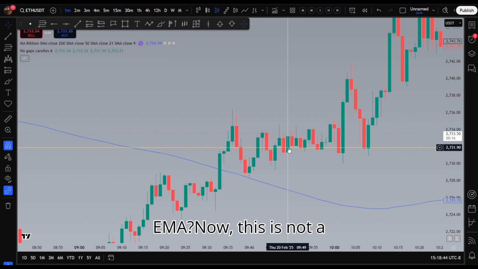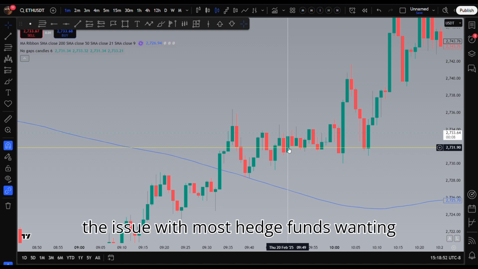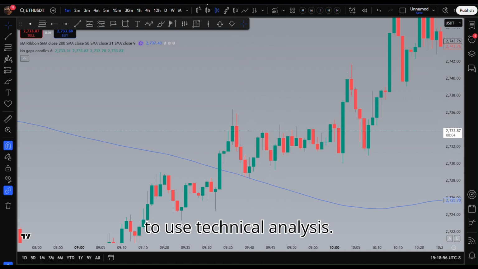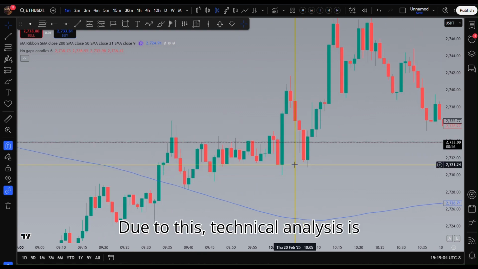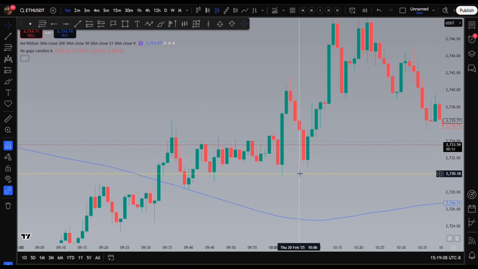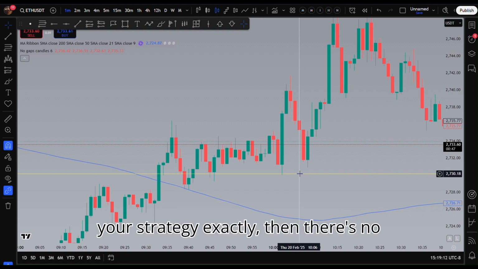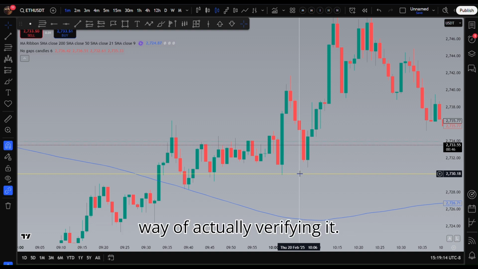Now, this is a problem that most traders have, and that's the issue with most hedge funds wanting to use technical analysis. Due to this, technical analysis is clearly unreliable. I mean, if you can't tell an algorithm your strategy exactly, then there's no way of actually verifying it.